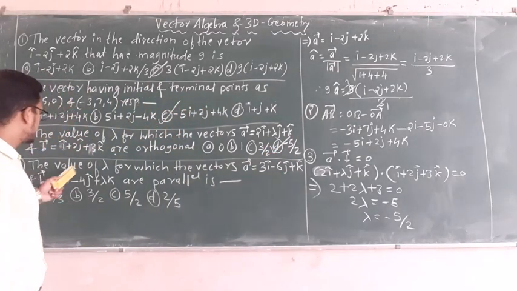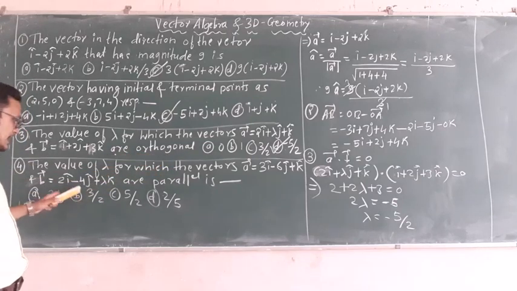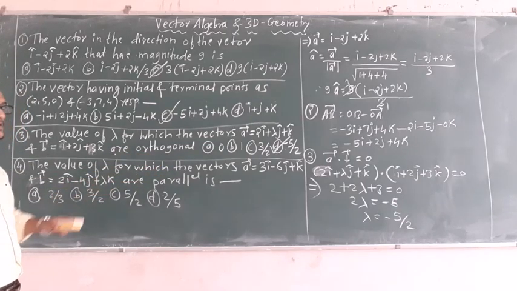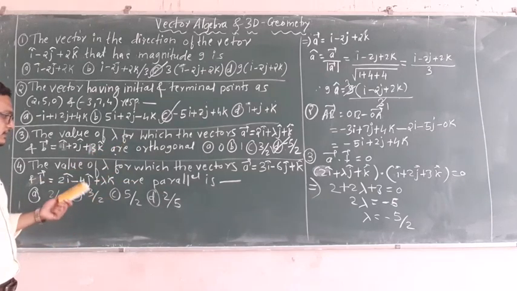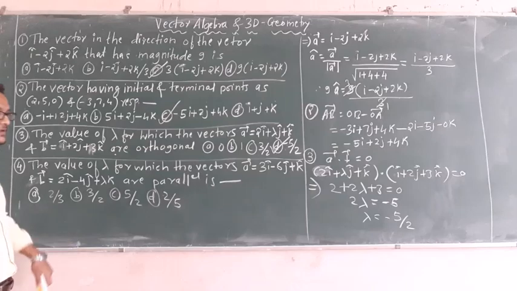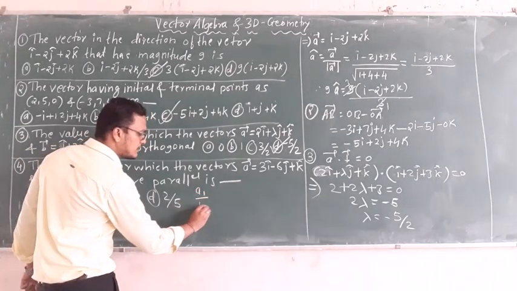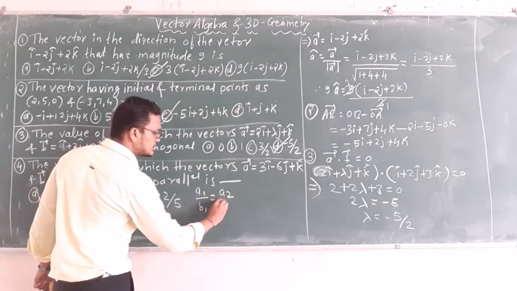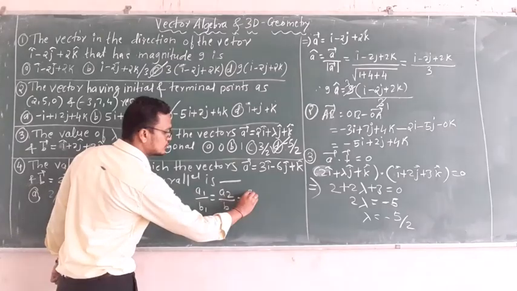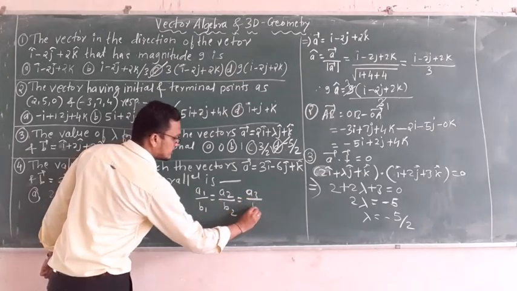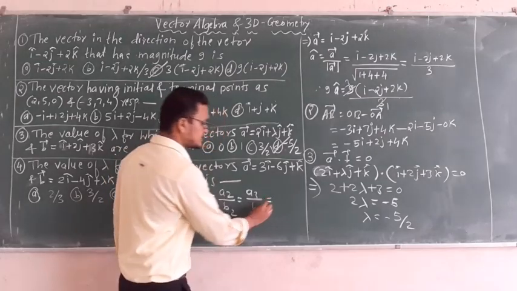Next question: the value of lambda for which the vectors A and B they have given are parallel. Same type of question, but here the condition is that they are parallel. For this, very simple: when they are parallel, the condition is A1 upon B1 is equal to A2 upon B2 is equal to A3 upon B3. Now in this we have to substitute.